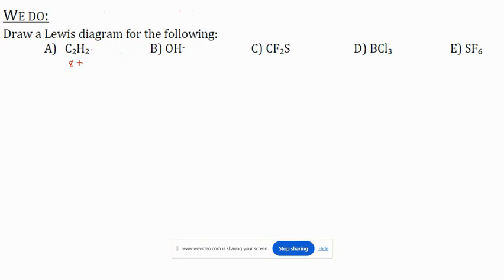And my hydrogens have how many? 1 each, and I've got 2 of them, so that's a total of 2. So I have 10 electrons at play here. I'm going to start by putting my carbons in the middle, and I'm just going to put a hydrogen off, 1 on each side to kind of balance it out.